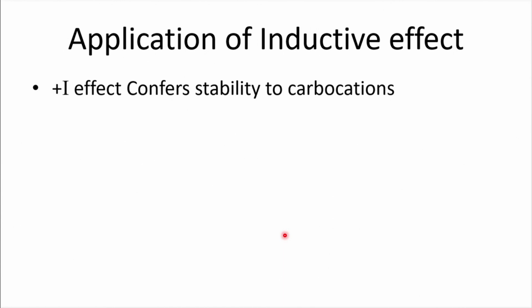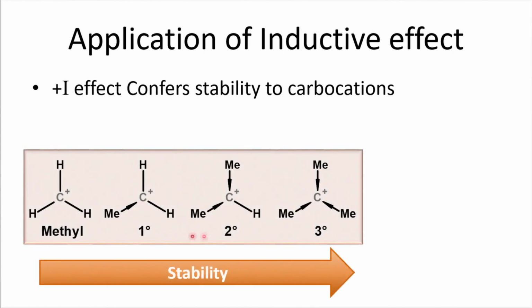And let us look at the application of inductive effect. The plus I effect actually confers stability to carbocation. So, the more number of methyl groups, as we have seen, this is a plus I effect group. Carbocation is actually an electron deficient species. So, this is requiring electron, and this group can donate electron. We know the methyl group is a plus I effect group, so it will push the electron. When it pushes electron, this actually stabilizes the carbocation, because carbocation is having a positive charge. In other words, this is electron deficient.